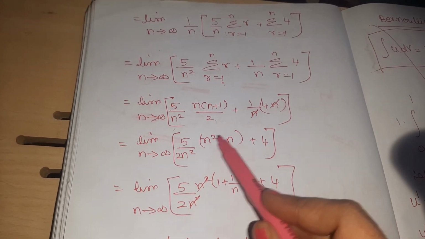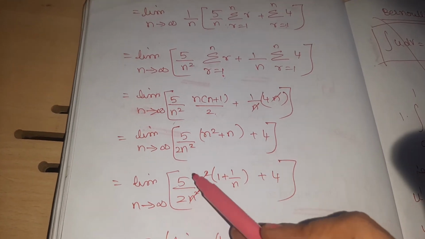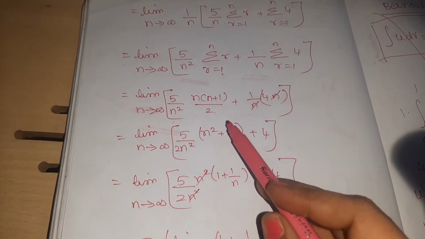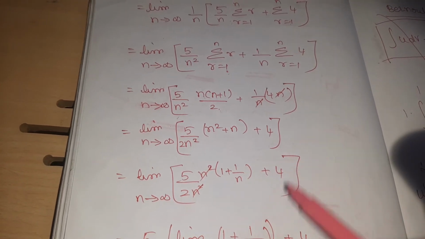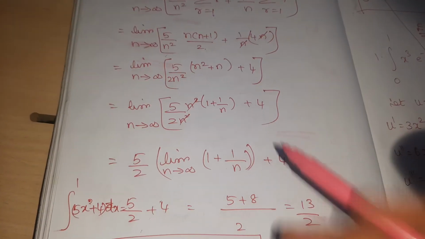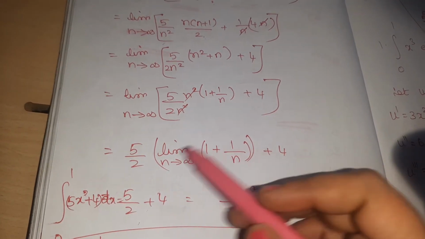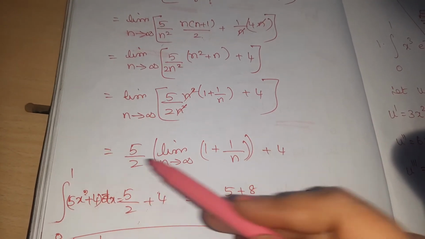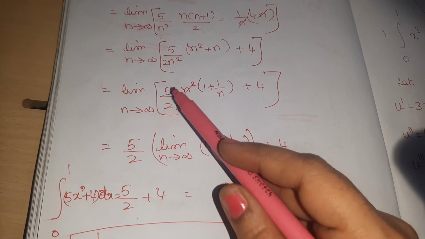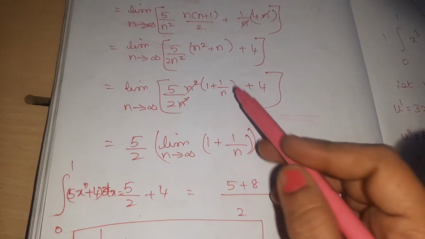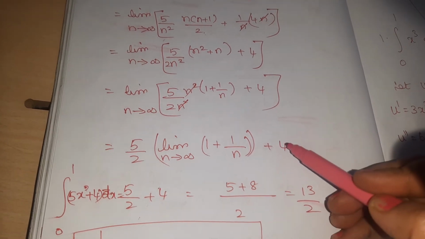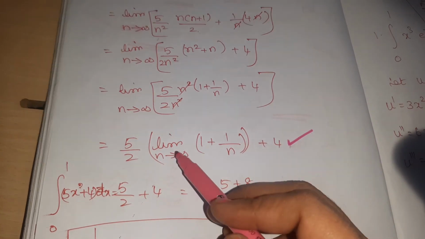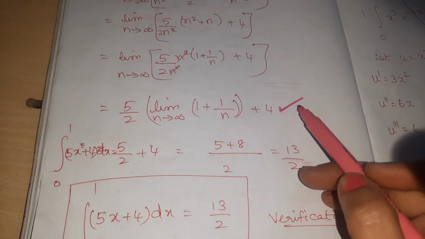Here I am taking n square outside. So 2 by n square into, if I take n square outside, this will be 1 plus 1 by n, plus 4. This n square and this n square can be cancelled. So 5 by 2 is the number I can take outside. No need to substitute the limit n tending to infinity yet. So I will get 1 plus 1 by n plus 4. Because this 4 is independent of this n, I am writing it separately.